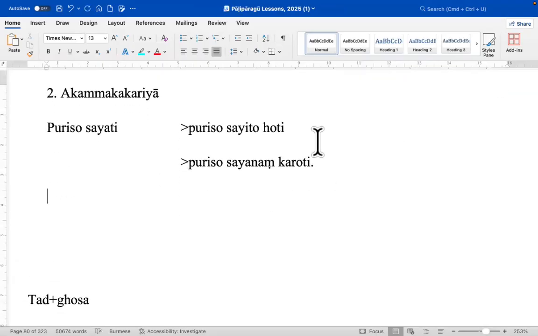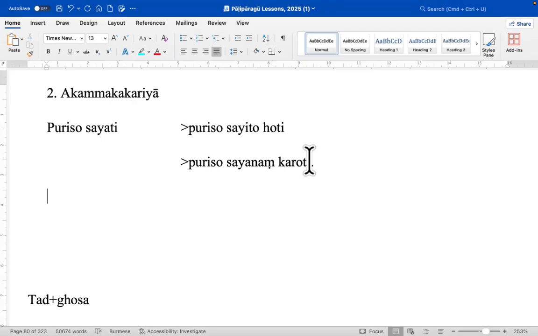So here, some students: Puriso Sayito Hoti. Sayati becomes Sayito. This is also called Sakata. Hoti, the root bu is added. Puriso Sayati, using the rukara, Sayati becomes Sayana. This is called Sakata. We add Karoti, the rukara. Okay.